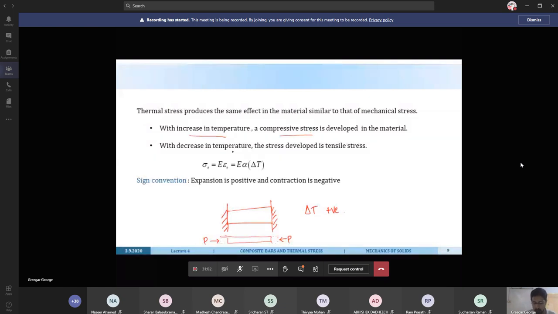Similarly, the opposite: when there is a decrease in temperature, the stress developed will be tensile stress. When temperature decreases, there is a shortening of the bar, but the supports try to pull it back to the original shape. So that developed stress will be tensile in nature. And similarly, we have the expression for thermal stress. We have sigma T equal to E into epsilon from Hooke's law, and epsilon we are writing as alpha into delta T, where alpha is the coefficient of thermal expansion and delta T is the change in temperature. The unit of thermal stress will be the same, Newton per millimeter square. All that part remains unchanged from the last sections.